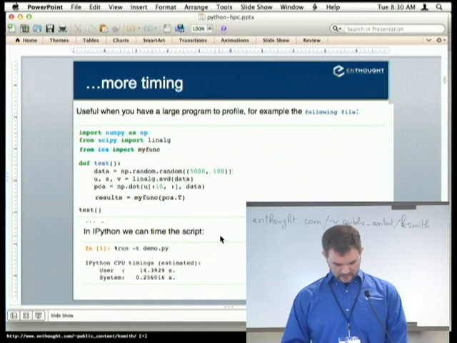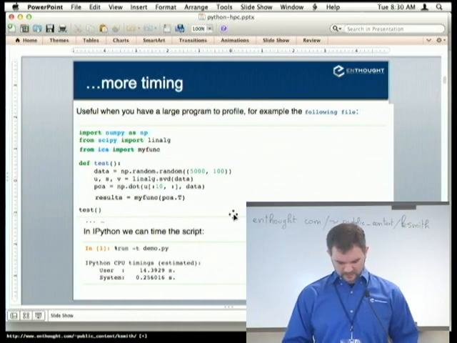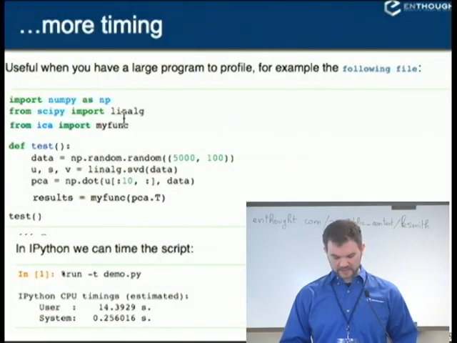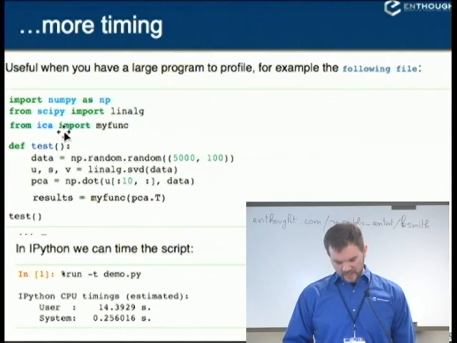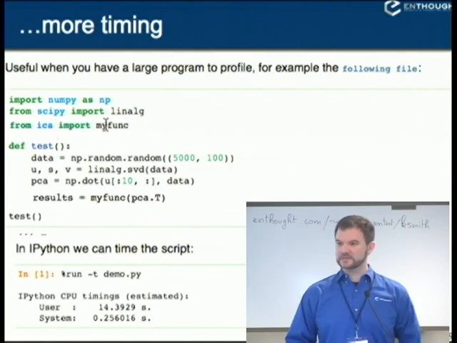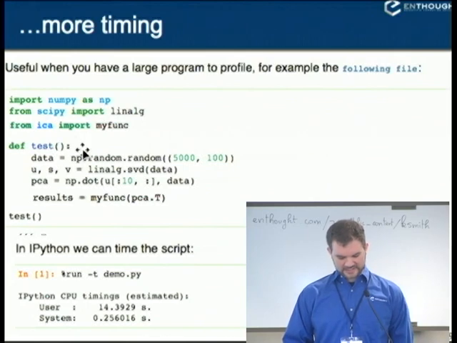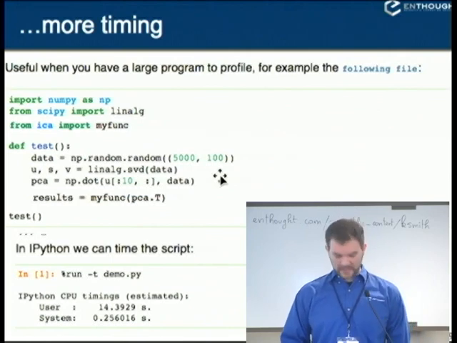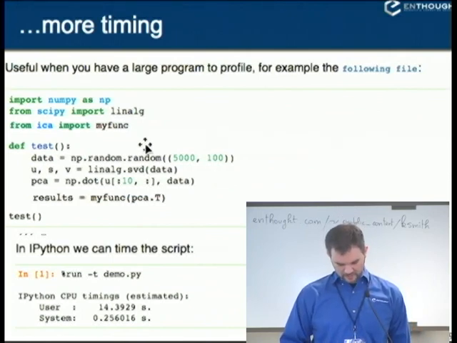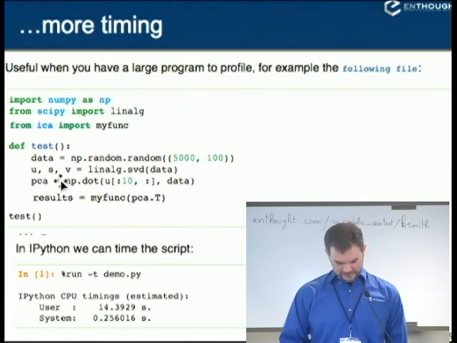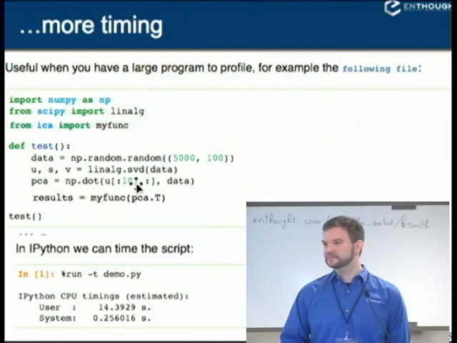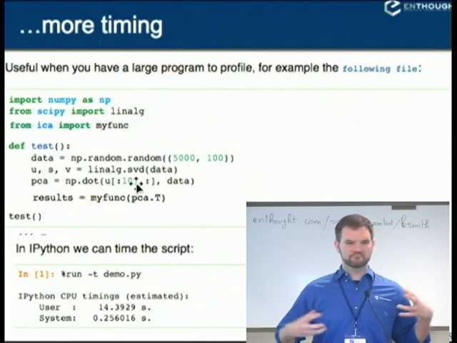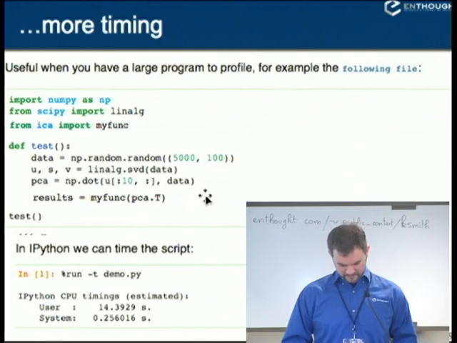So here we have a very simple Python module. It's importing some things: NumPy, SciPy, the linear algebra module, and from independent component analysis, it's importing some function we defined here. Here's a function test, creating some data. We're getting the singular value decomposition of that, just a random array or matrix. And we're getting the principal components out of that, SVD decomposition. And then we're calling myfunc on those results. So just some bigger things that we're trying out here.